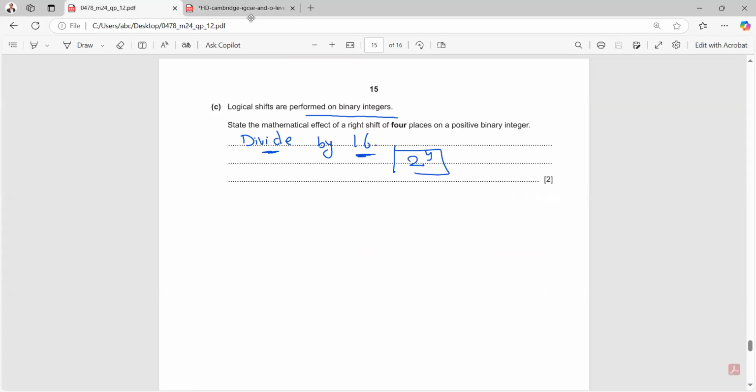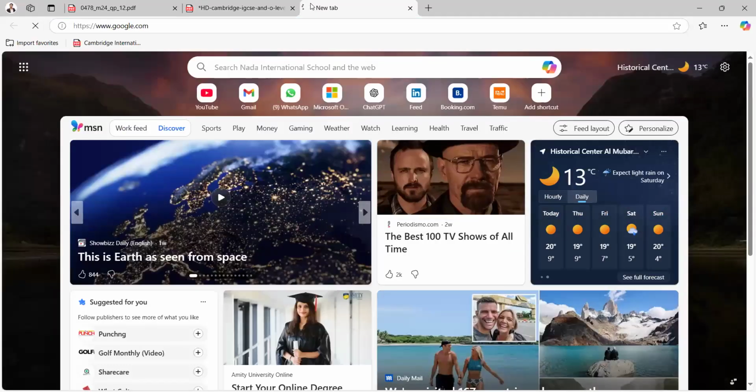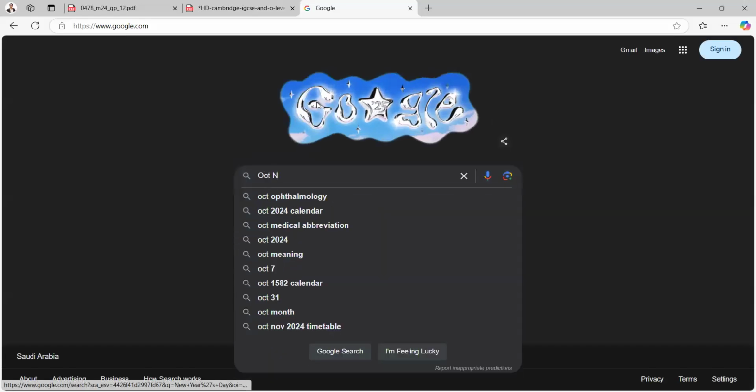Okay, tell me the paper code. October November 2024 variant 2.